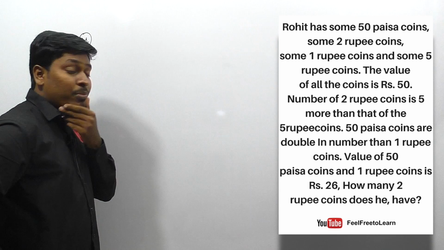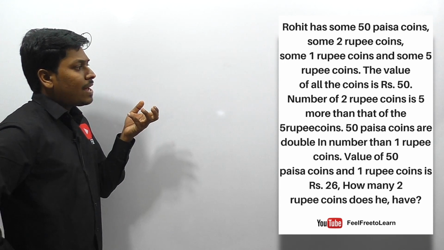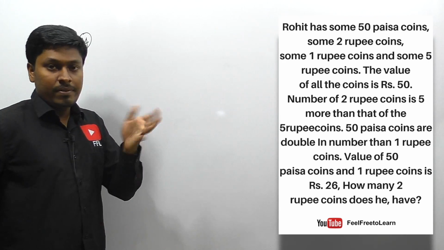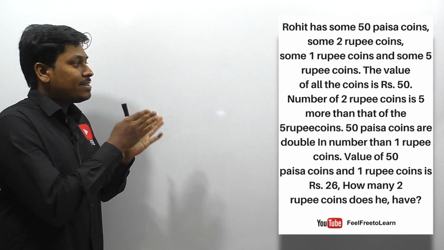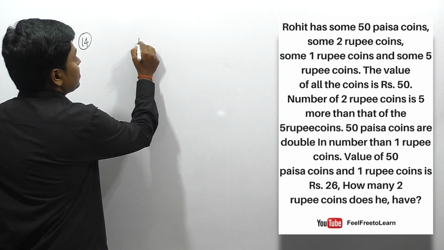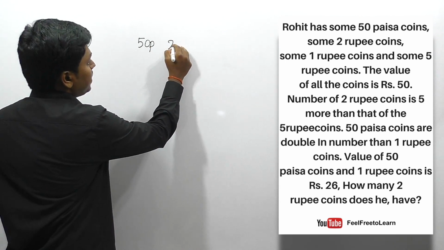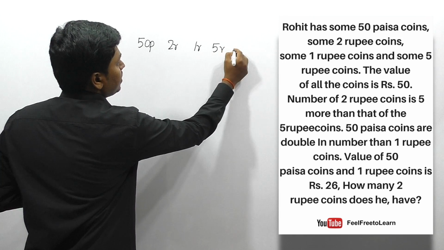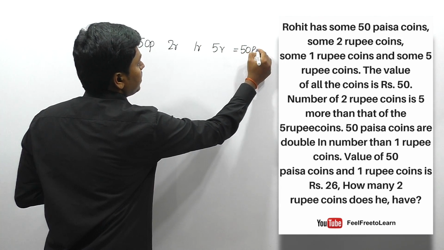So friends, one of the important questions. First of all, let me understand the concept, right? Rohit has a total of 50 rupees, I think. The value of all the coins will be 50 rupees, and the coins are distributed as 50 paise, 2 rupee, 1 rupee and 5 rupee coins. So friends, listen carefully. 50 paise coins are there, and next will be 2 rupee coins, 1 rupee coins and also 5 rupee coins. When we add all the coins, the resultant value will be 50 rupees, right?